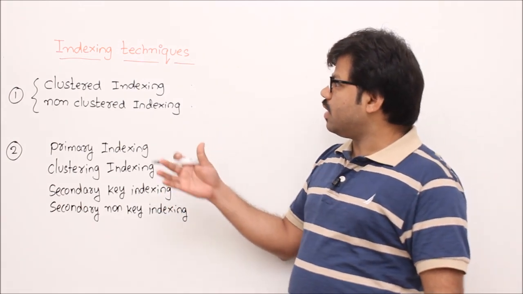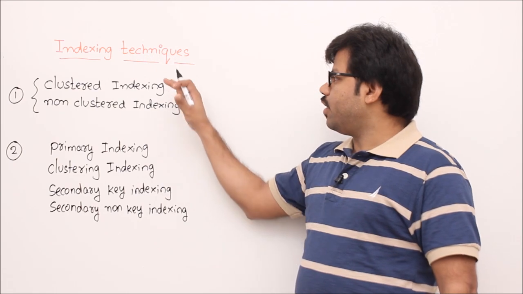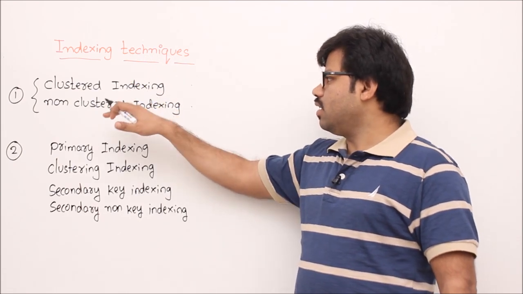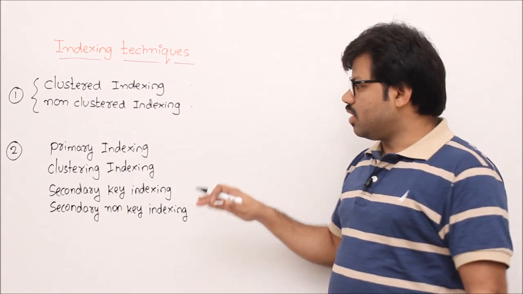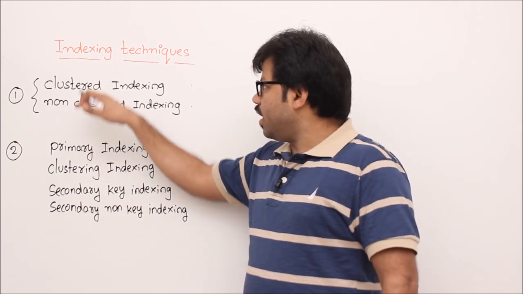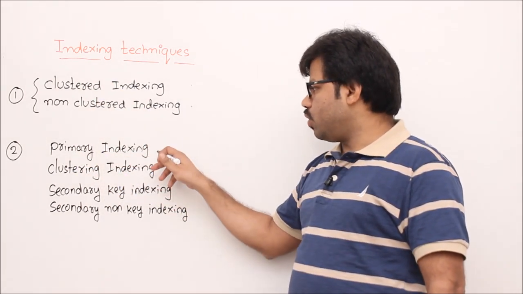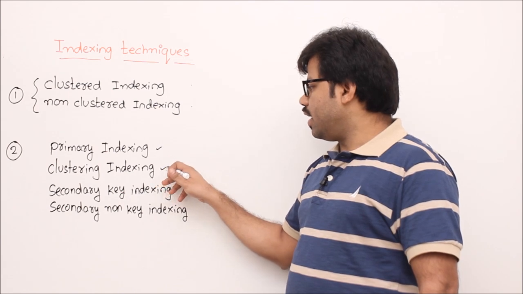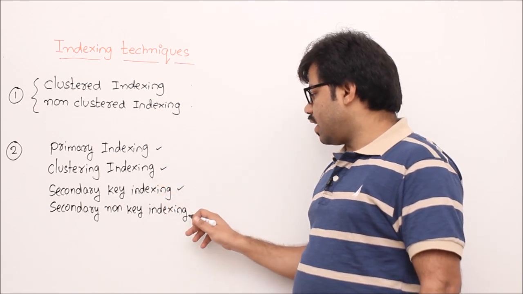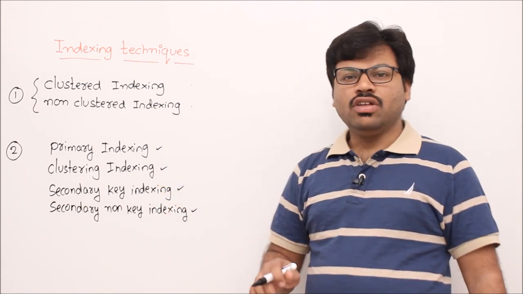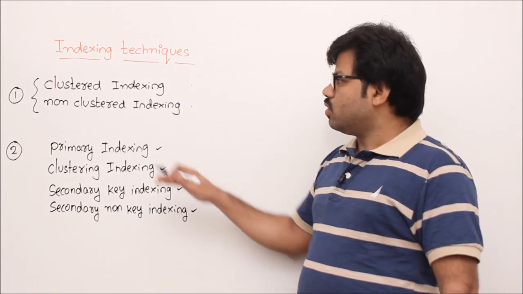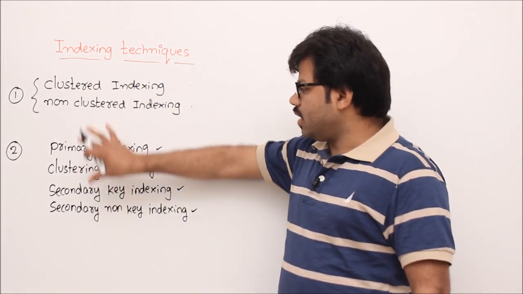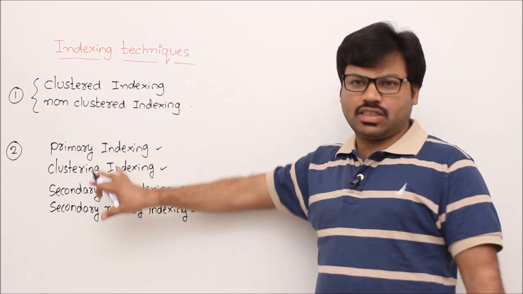Some people say that indexing can be classified into two parts: one is clustered indexing, the other non-clustered indexing. Some other people say that the same indexing techniques can be classified into primary indexing, clustering indexing, secondary key indexing, and secondary non-key indexing. So we'll see this classification and that classification. These two are independent classifications.